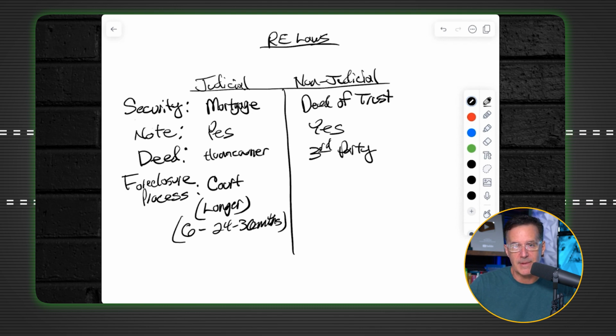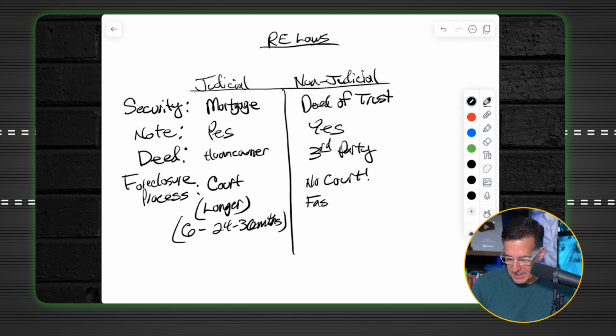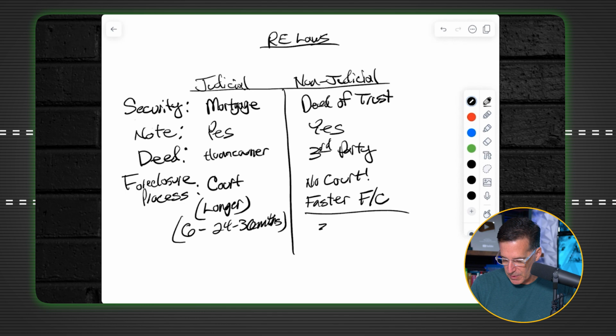Remember, this is more predominant than judicial states. Now, here's where it gets interesting. They don't have to go to court to take the property back. What does that mean? It's a faster process for foreclosure. What's the average time frame? I've seen it as little as 3 months to usually at the maximum like 9 to 12 months.